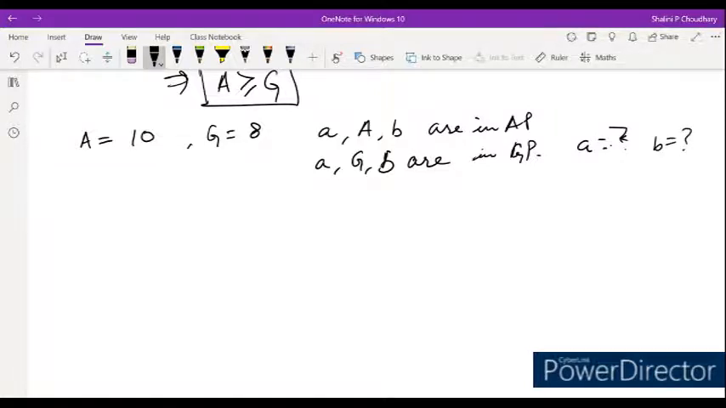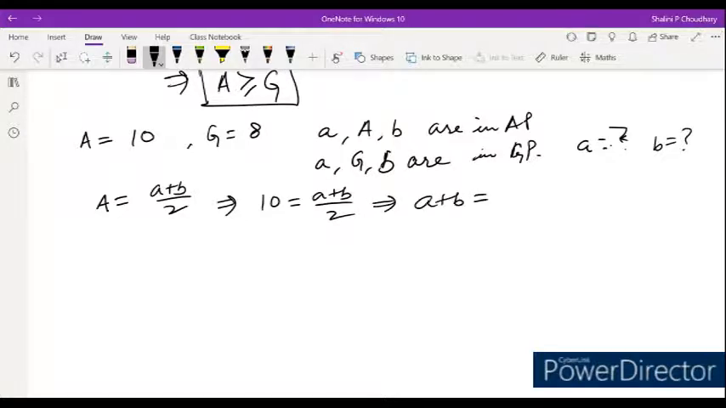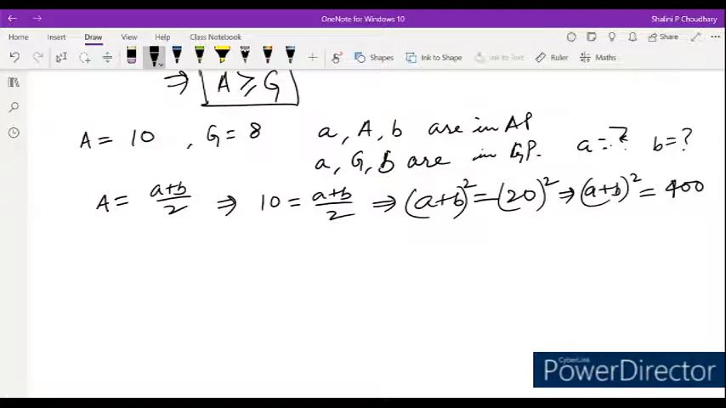First of all, as we know, A will be equal to (a plus b) upon 2. It means 10 will be equal to (a plus b) upon 2. This means a plus b will be equal to 20. So the square of (a plus b) will be equal to the square of 20, that is 400.